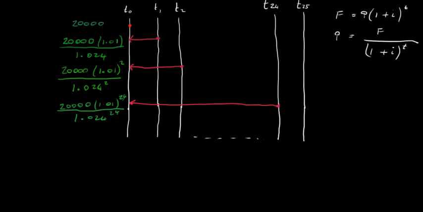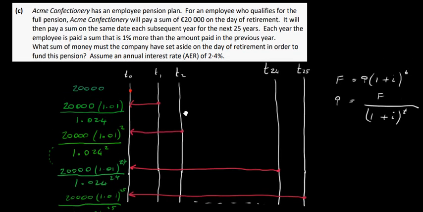And finally we'll just do the last one and then we'll put it all together. So we have 20,000 euros here, and we'll end up with 20,000 euros times 1.01 to the power of 25, all divided by 1.024 to the power of 25. So these are all of our present values, with a few dots in between these two. Okay, so let's see if we got everything.